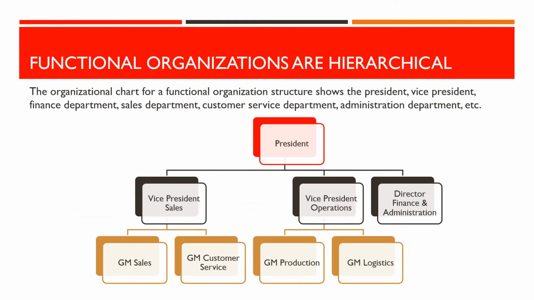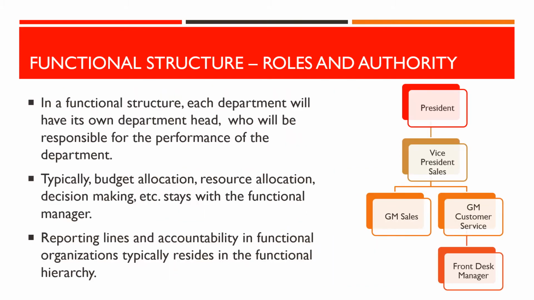The organizational chart for a functional organization structure typically shows the president, vice president, finance department, sales department, customer service department, administration department, etc. In a functional structure, each department will have its own department head, who will be responsible for the performance of the department. Typically, budget allocation, resource allocation, decision-making, etc. stays with the functional manager. Reporting lines and accountability in functional organizations typically reside in the functional hierarchy.